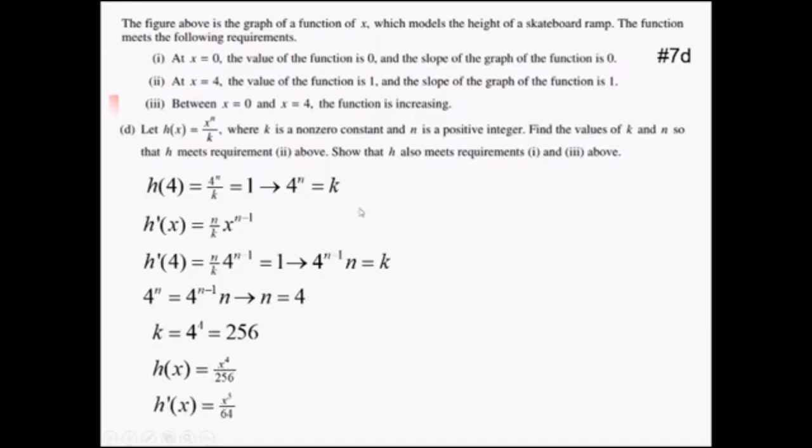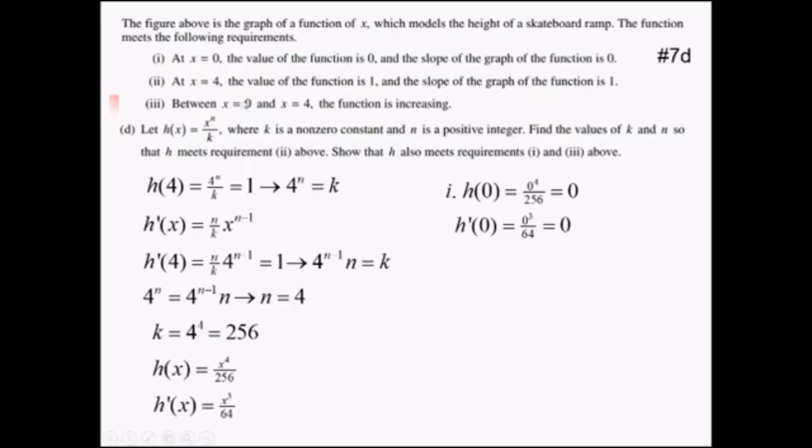All right, let's satisfy condition 1. So at x equals 0, the value of the function is 0. So basically we're saying h of 0 has to equal 0. h of 0 is 0 to the 4th over 256. That does, in fact, equal 0, so we've met that part of the condition. They also said the slope of the graph is 0. Well, let's plug 0 into h prime and see what happens. h prime of 0 is going to be 0 cubed over 64, also 0. So we've met condition 1.